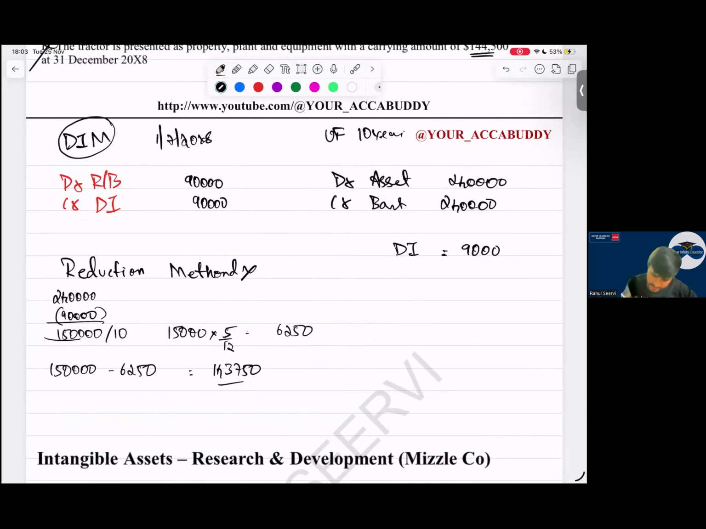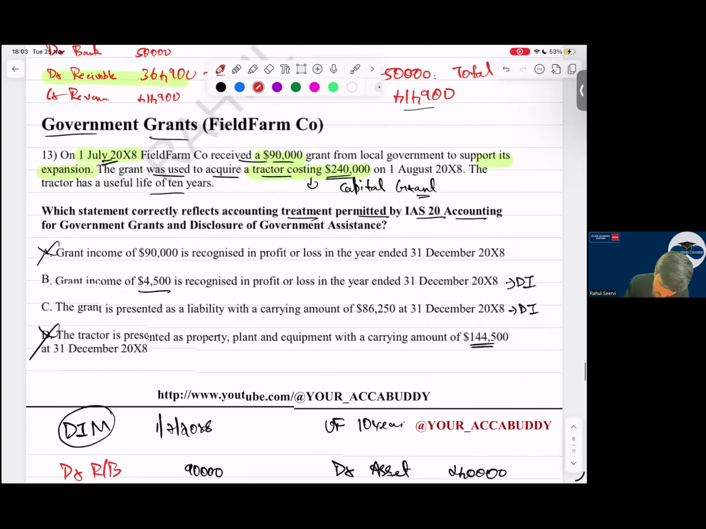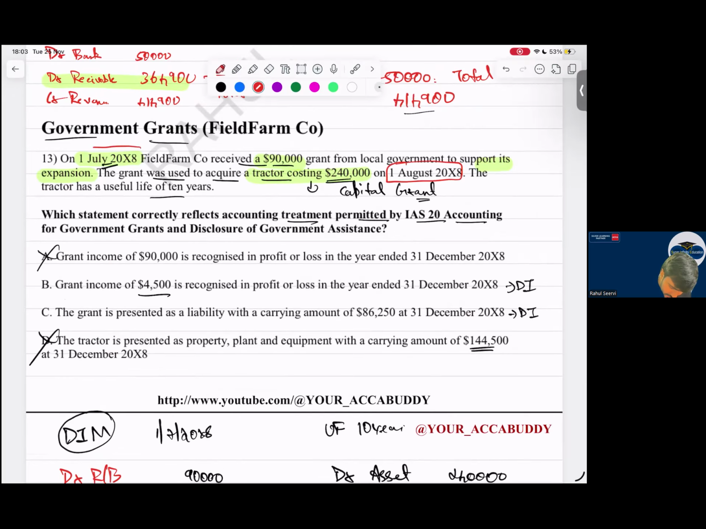Sir, your depreciation is for 10 years. Sir, this also will be for 10 years. That is 9,000 per year. Per year, 9,000. Yes, sir. But for how many months? See now, everyone. Sir, depreciation is starting from 1st August. 1st August, and I said the amount which we have brought is from 1st July.